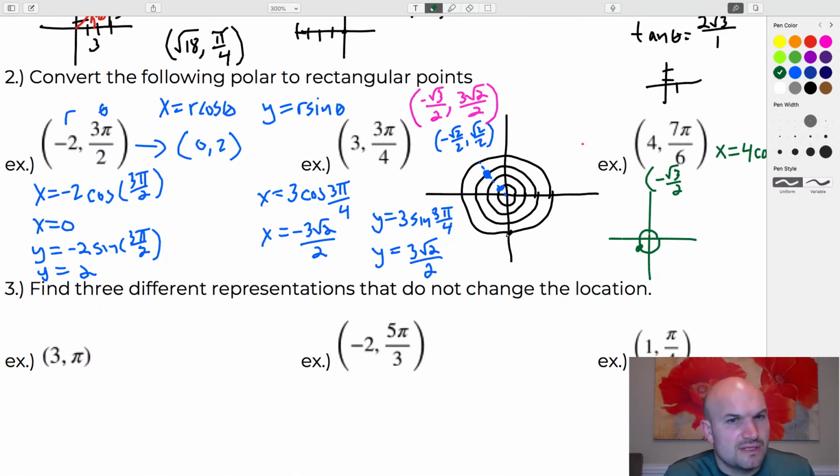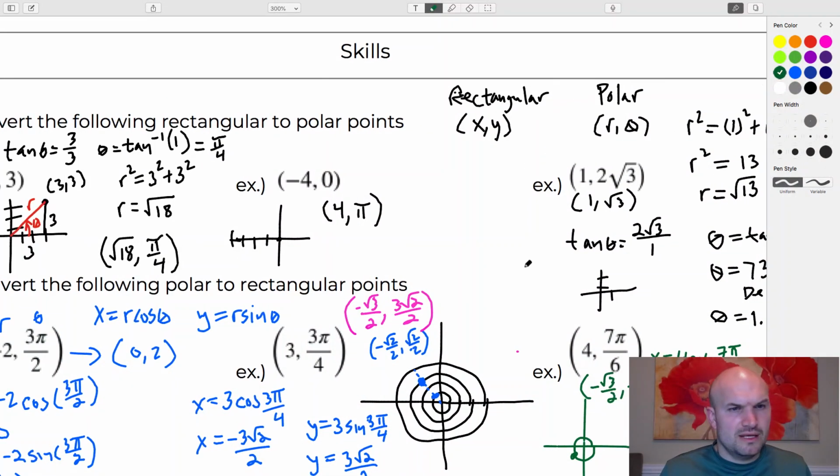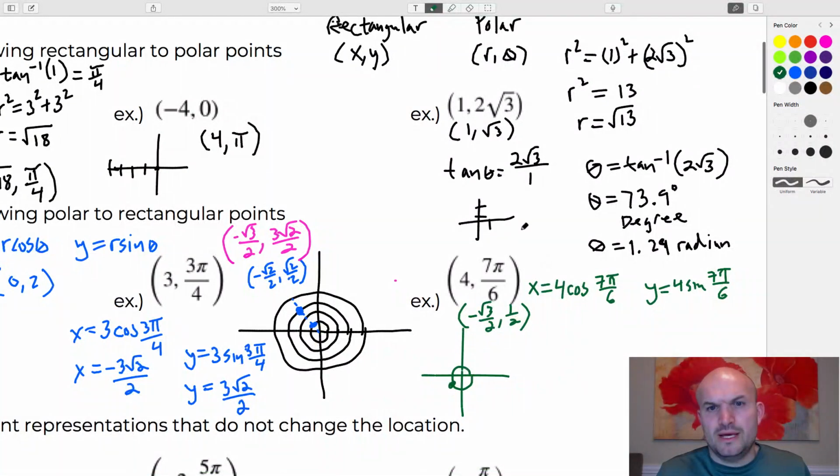Did I make a mistake with that? No. Okay. Negative square root of 3 over 2, and then comma 1/2. I just thought I had, yeah, okay.